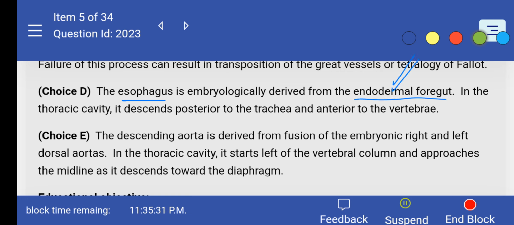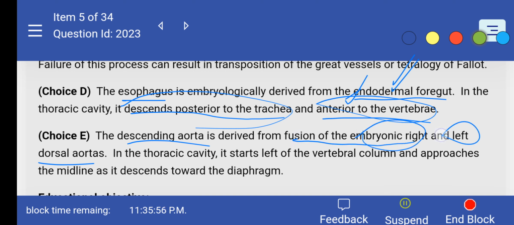Yeah, in the thoracic cavity, it descends posterior to the trachea, and this is important. Posterior to the trachea, right? And anterior to the vertebrae. Yeah, we know this thing, but posterior to the trachea. This is important. The descending aorta is derived from fusion of the embryonic right and left dorsal aortas, right? In thoracic cavity, it starts left of the vertebral column, right? Then it approaches the midline as it descends toward the diaphragm, right?